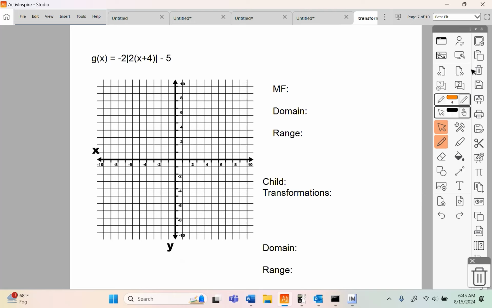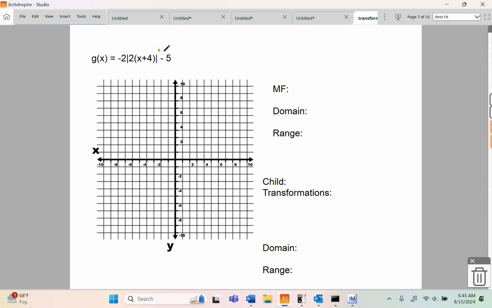Now this is absolute value. Absolute value, it just has like an understood 1 here. So there's no point in distributing anything. All you got to do is take these two terms and multiply them together. It becomes negative 4 absolute value of x plus 4 minus 5. Now, mom is the absolute value of x.